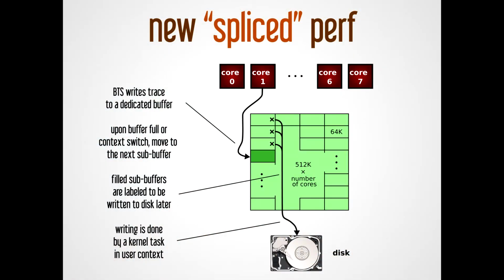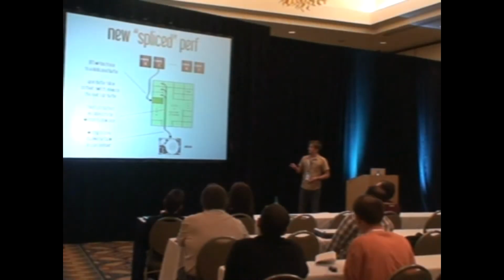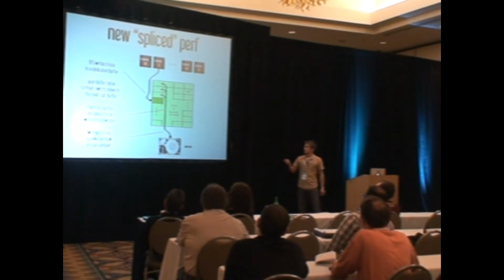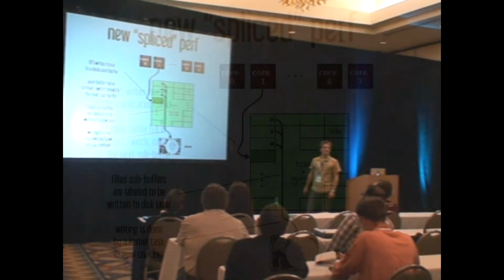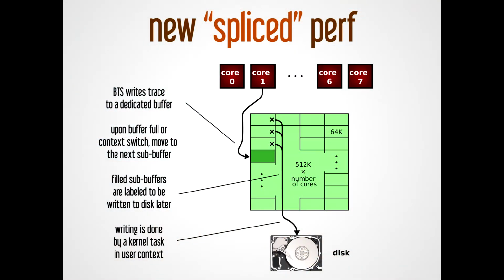in a new feature called splice, because it does not go to user space. This is a new feature that can be enabled with an IOCTL. Here, the small buffers are replaced by a big ring buffer composed of many sub-buffers, and every core is configured to write to one of these sub-buffers at the same time as previously.